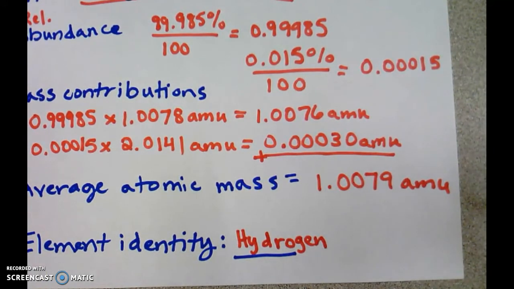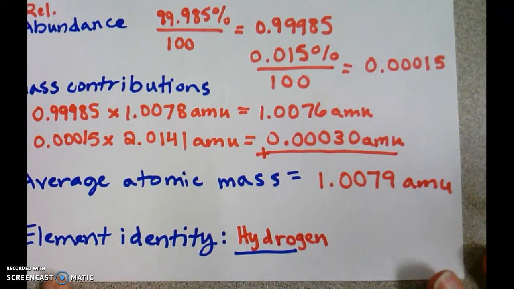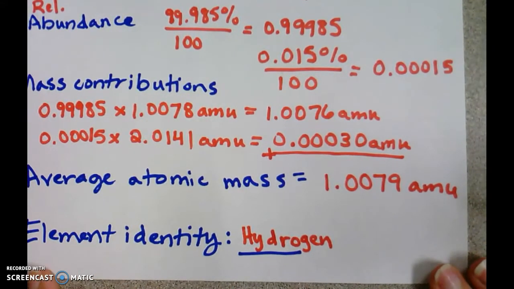So throughout this process we can calculate the average atomic mass by finding the contribution that each isotope gives to the overall mass, and then we can identify an element on the periodic table.